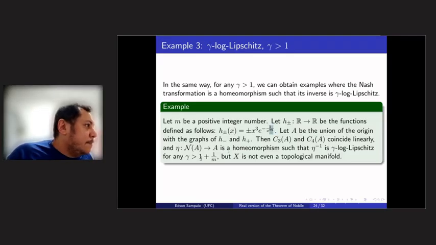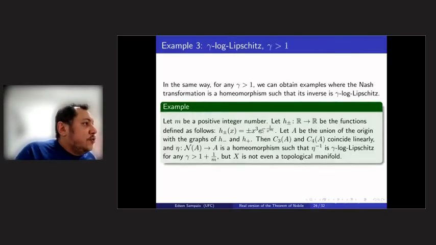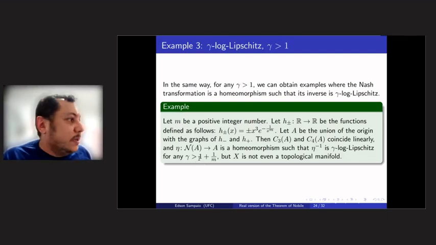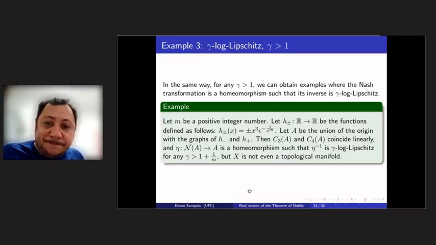because here I put M. In fact, for any gamma greater than 1, I choose some m such that this inequality holds, and then I can show the Nash mapping of this is gamma log Lipschitz when gamma satisfies this inequality. So you cannot expect the same theorem for gamma log Lipschitz when gamma is greater than 1. So the theorem is sharp. About the regularity of it, you cannot expect less than this.